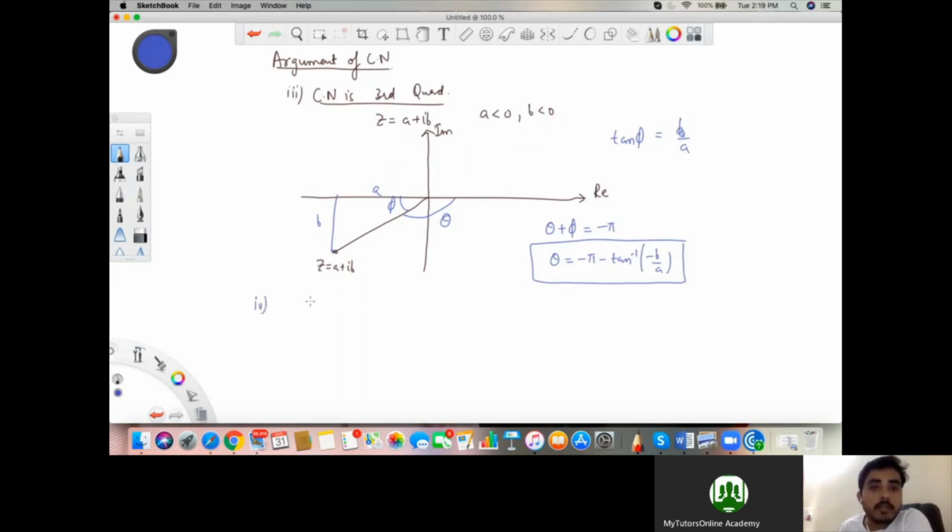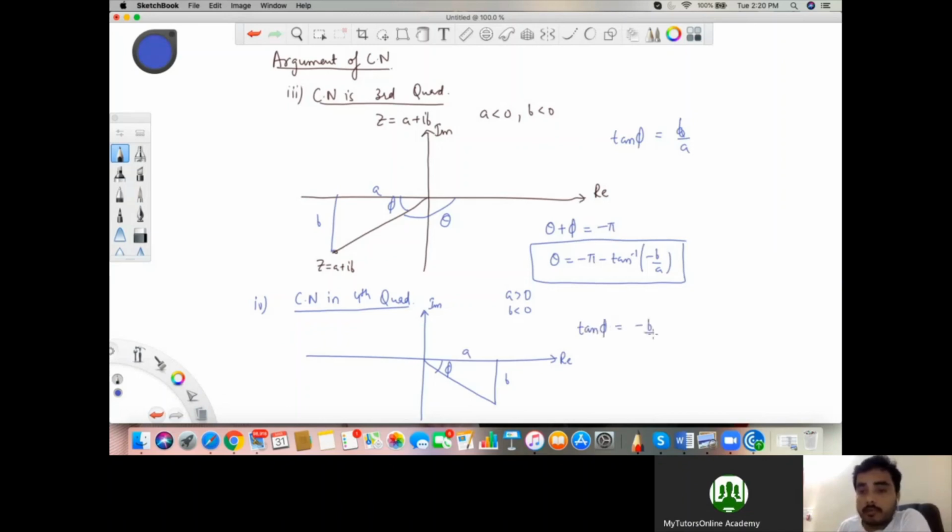Now quickly see the argument of the complex number when it is in the fourth quadrant. So this is the real axis and this is the imaginary axis. And let's say right now we are in the fourth quadrant. So in the fourth quadrant, a is positive and b will be negative. So this distance is a, this is b, and this angle phi will be your argument in this case. So we know that tan phi will be equal to minus b by a because b is already negative. So phi will be equal to minus tan inverse b by a. I am taking this as modulus here because the phi we are measuring anti-clockwise, so this should be negative in this case.